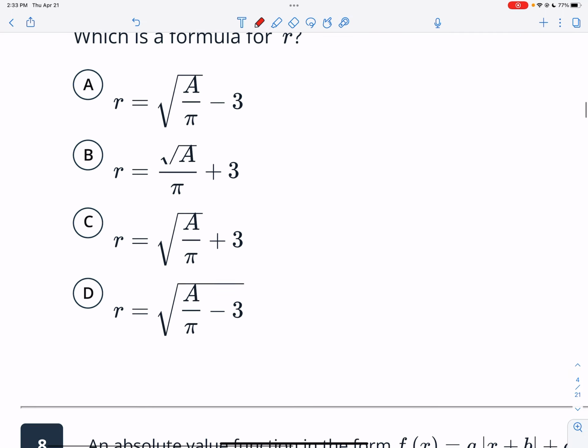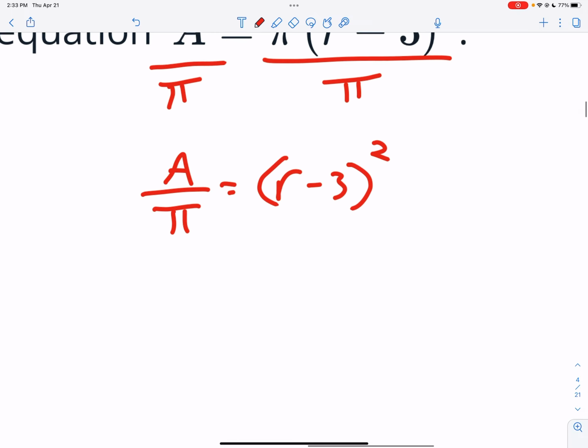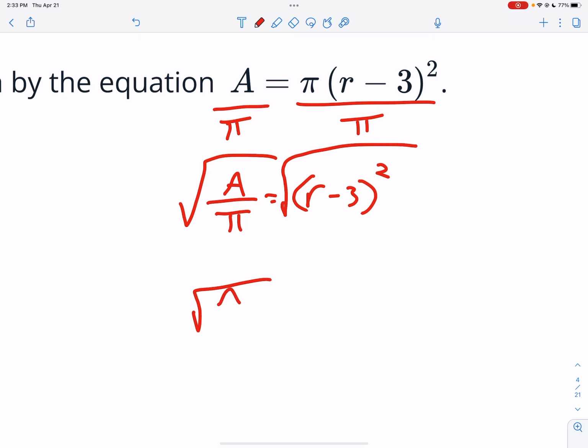Now, honestly, looking at my answers right here, they all have a pi in a denominator, so that's not helpful. We can't stop there and eliminate anything. Now, last thing I really need to do is take the square root of both sides to get rid of this square. That's how you get rid of a square. It's the inverse function of the square. So I get the square root of A over pi. All of that has to be inside of it. Nothing's going to jump out of it. We took the square root of the whole thing. And on the right side, we get the square root of r minus 3 squared. So the square root cancels with the square, and we're just left with r minus 3.